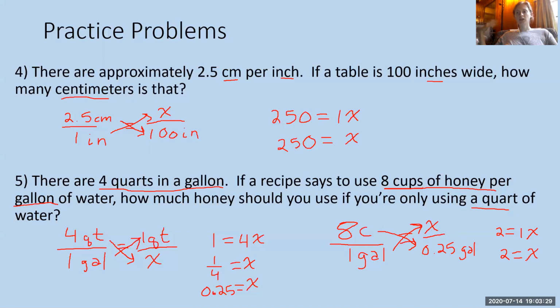And that should make sense, right? So if it's 8 cups per gallon, if you're only using a quarter of a gallon, that means you're going to use a quarter of the cups. A quarter of 8 is 2, right? If you take 8 and you cut it up into 4 equal parts, each part is going to be 2. So if you are downsizing the recipe, if you're cutting it down by a factor of 4, you should use a quarter of the amount of honey. You should use 2 cups of honey.